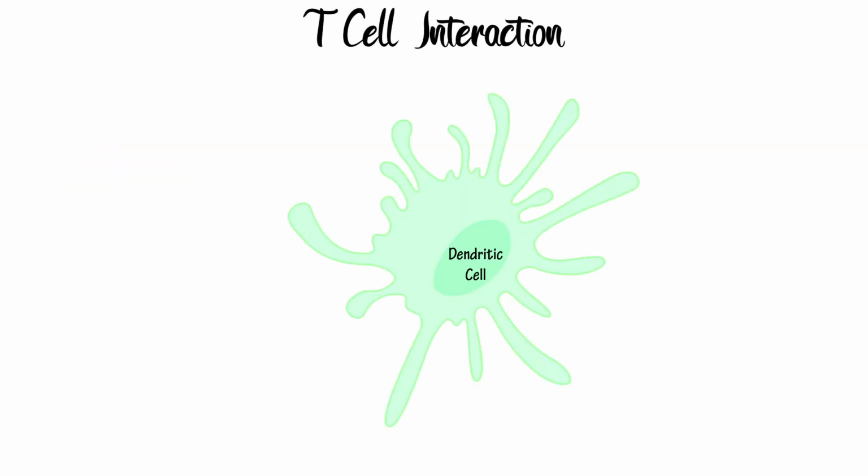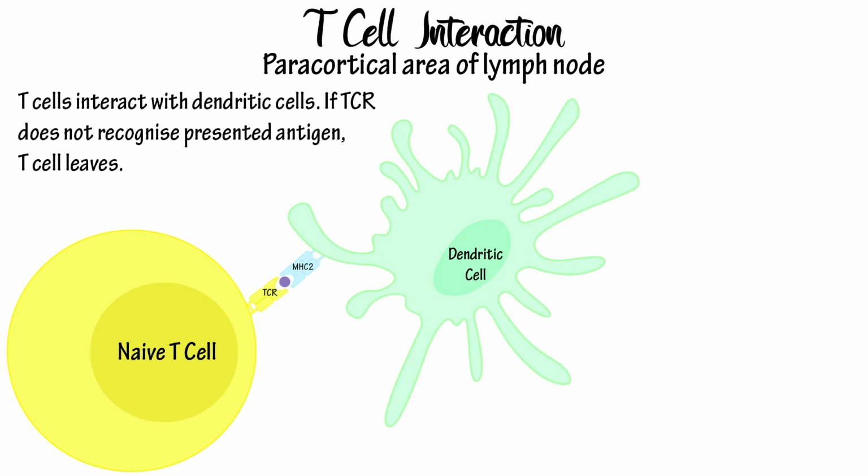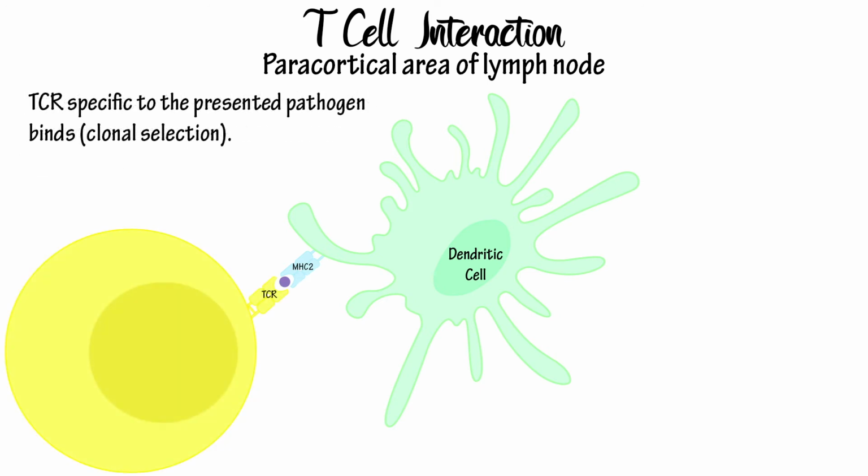So now we have our dendritic cell and T cell in the lymph node. In the paracortical area of the lymph node, our T cell with their T cell receptor interacts with the dendritic cells presenting antigen. If the T cell does not recognize the antigen, they just leave via the efferent lymph vessel and continue recirculating. Eventually, a T cell with a T cell receptor specific for this antigen presented on the dendritic cell will come along. This is called clonal selection, and now this T cell needs to be activated.